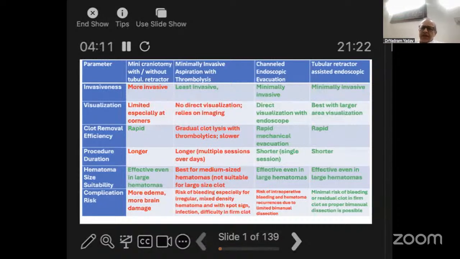Although people have specialized instruments like CUSA, which can be passed through the working channel, or they have suction coagulation instruments in which the suction also has coagulation. So in those cases, they can do it. But under general condition, these are the limitations of channel endoscopic surgery. The tubular retractor assisted surgery offers minimally invasive access, excellent visualization, and it is effective for clot removal even in the firm and high risk cases where there's a risk of bleeding. So for these cases, it is an excellent technique.